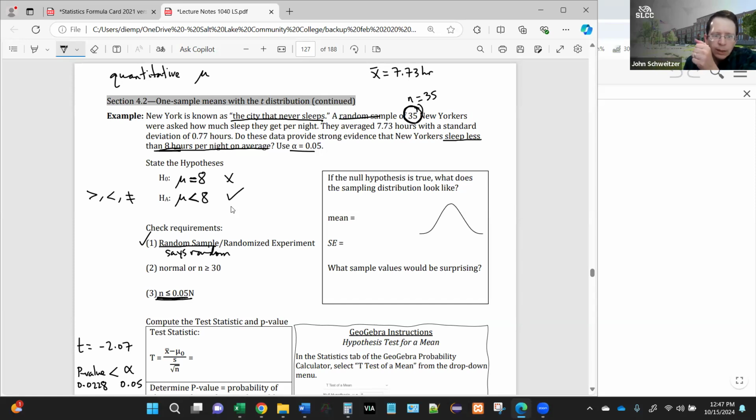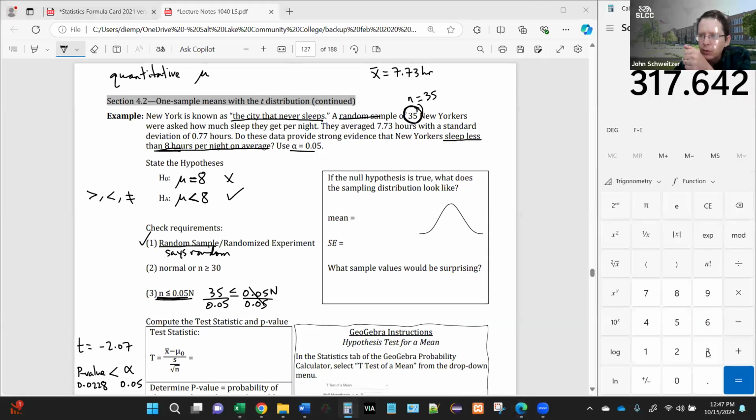But I do want you to be able to do this calculation here. And if you've done the homework, you've done this at least a dozen times by now, I think, so that should be easy for you. 35 divided by 0.05 is 700. So are there more than 700 people in New York City?